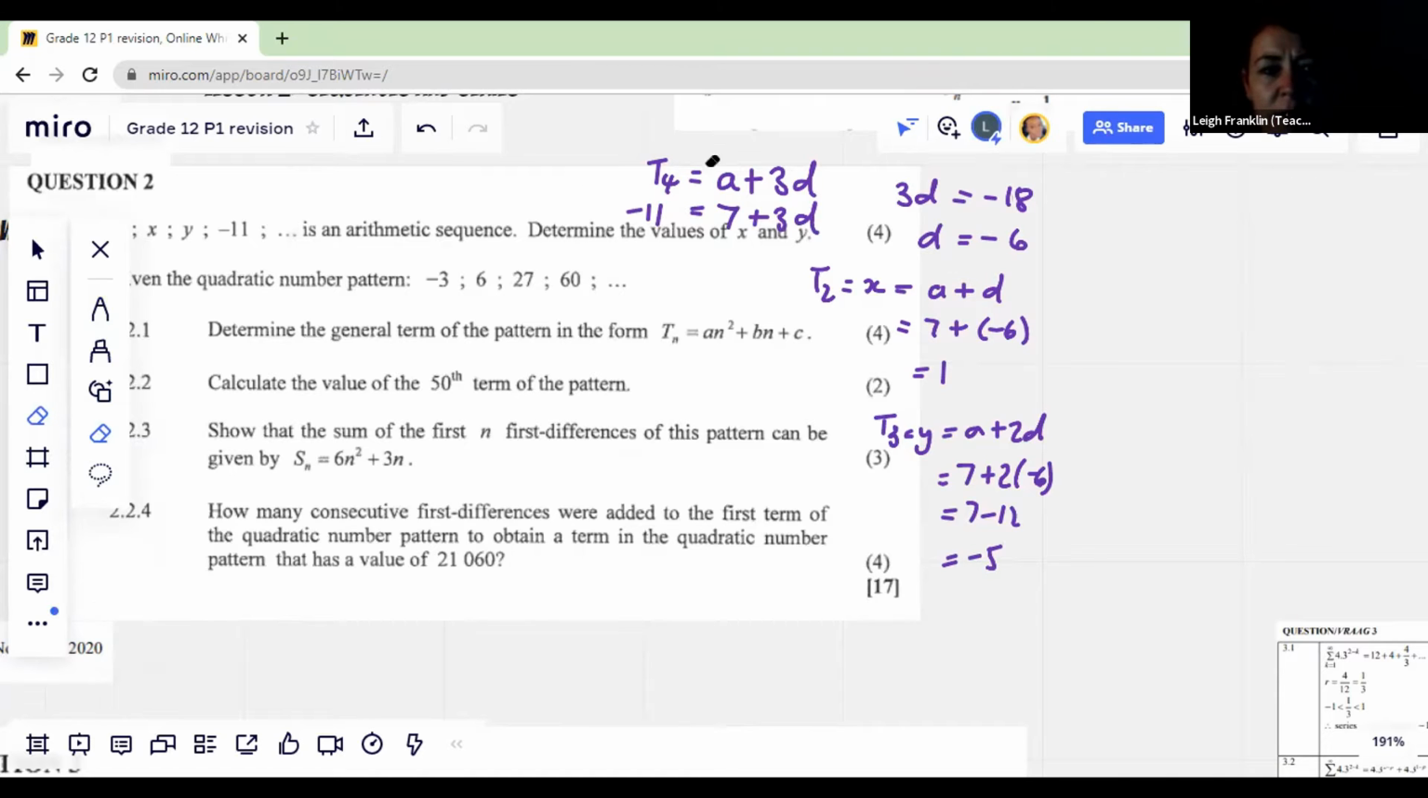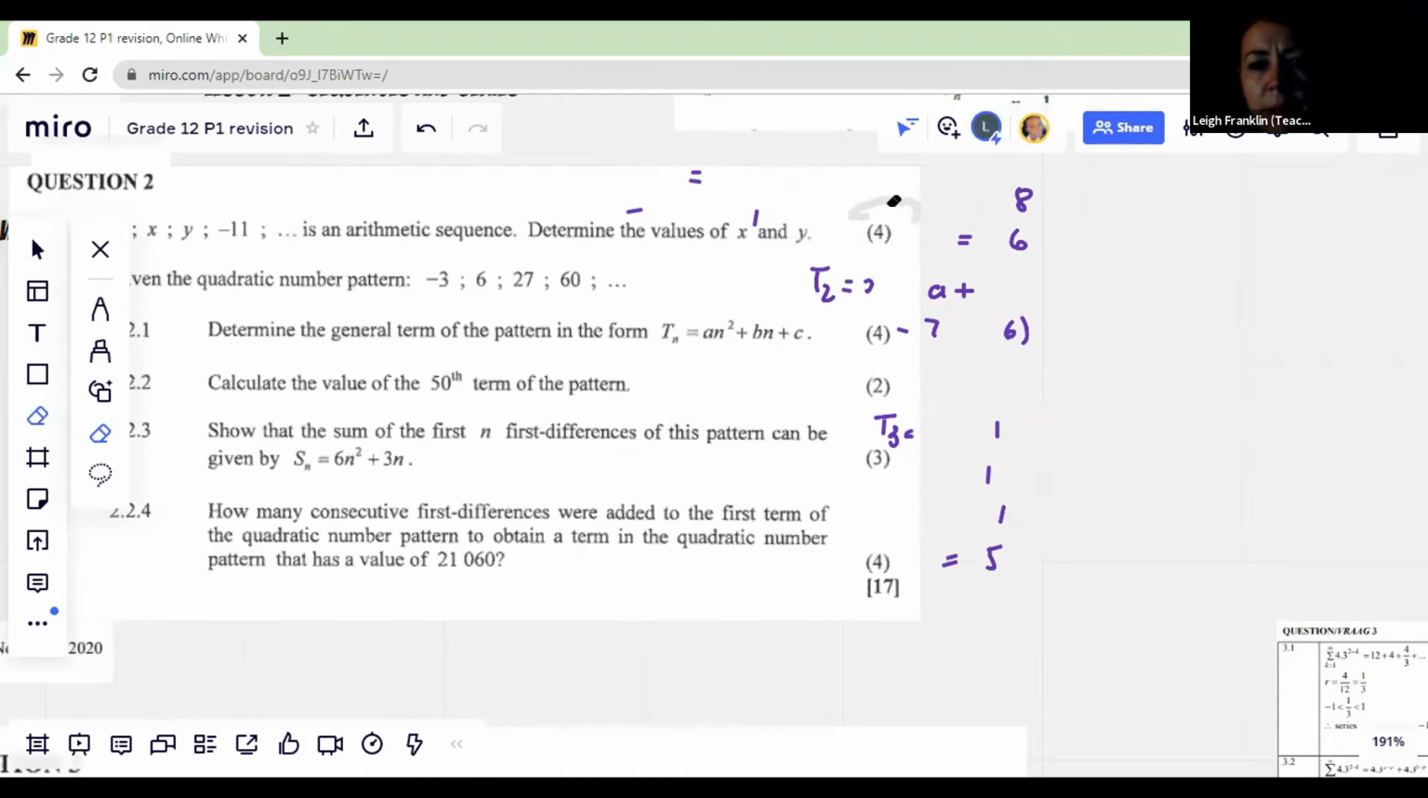Is it okay if I rub this off? I have got the answers here for us as well. But I just want to clear that up.